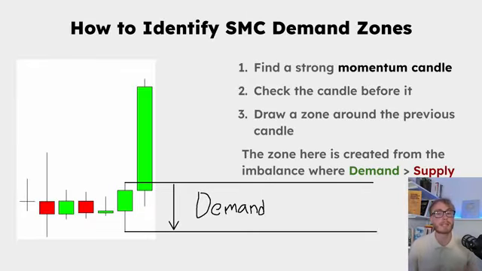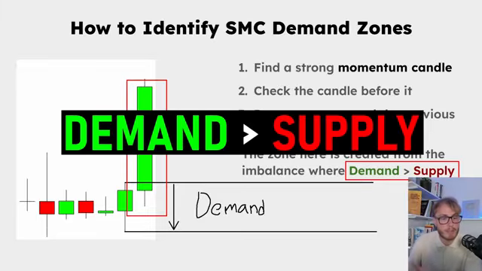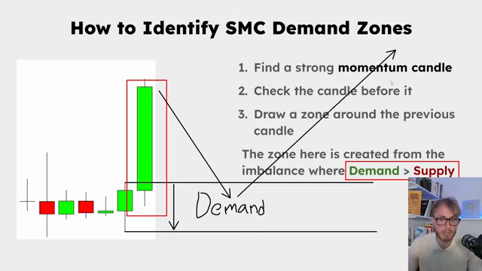And this demand zone right here is a zone of imbalance where demand is greater than supply. Because in order to create such a large candle like right here, we need to see far more demand than supply. The theory goes that when the price eventually comes down and goes back to the demand area, since this has been a zone of imbalance in the past, we expect demand to come in at this area in the future as well and push the price up.